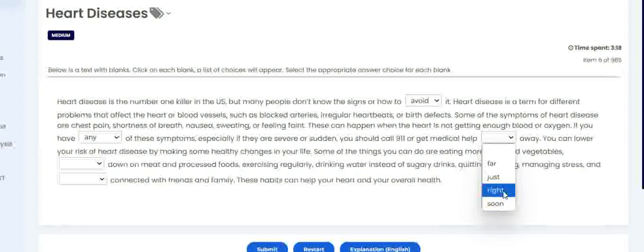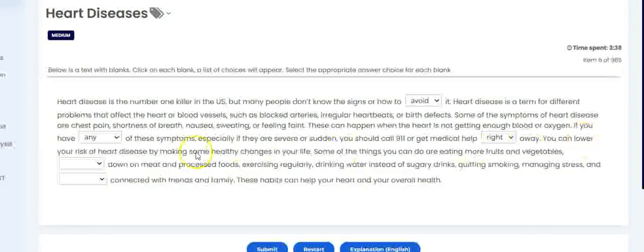We don't say "far away," that is a negative one. Just "away" is not the right academic word. "Soon away" we never say, but "right away" is the right collocation. So when you are solving any fill in the blanks, collocation also is very important.